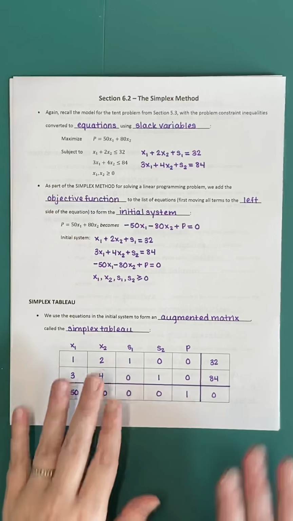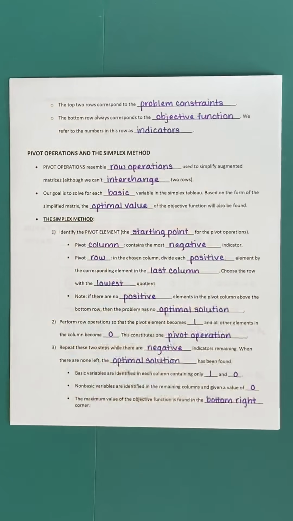So I've got this Simplex Tableau. The top 2 rows, again, problem constraints. The bottom row is the objective function. Those numbers along the bottom row are called indicators. So we're going to use those indicators to indicate what we need to do and also when we can stop. So what we're going to talk about now are called pivot operations. Pivot operations are essentially our row operations that we do to change the matrix, but they're specific operations informed by the values of those indicators.